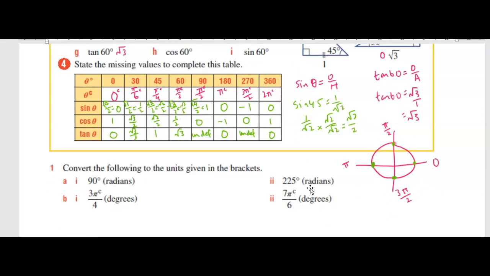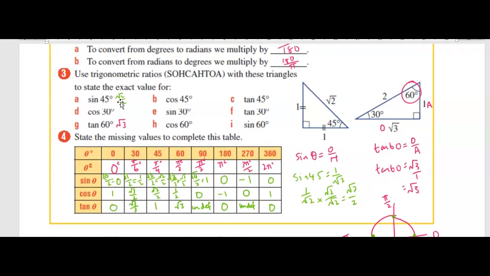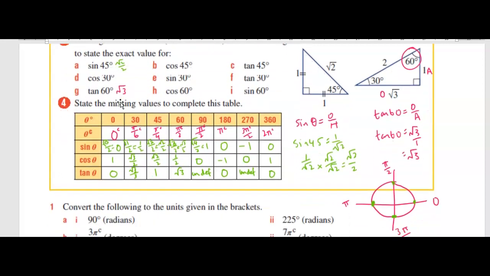All right, so girls, I'm going to leave this video here because I want to keep them around 20 minutes. In the next video, we'll be doing the questions. Just maybe go back and do question 3, doing the exact values using those 2 triangles.